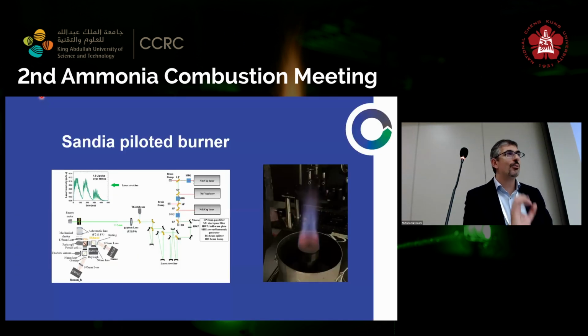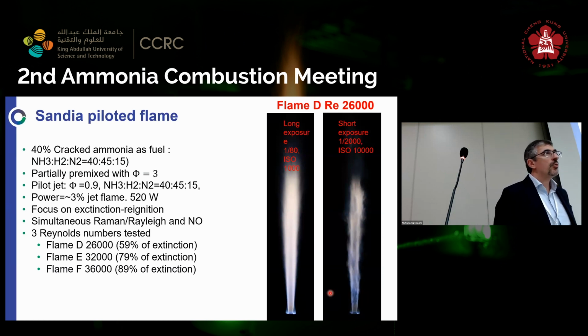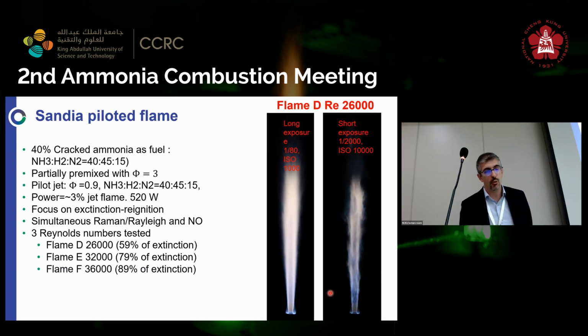Now I'm just going to close with a preview of another data set that we're working on. This is the Sandia piloted burner. Oh, sorry, I have the wrong picture. This is the flame. In this case we consider only 40% cracking, so high hydrogen content, about 40%, 45%, even higher than ammonia. This test case was specifically designed to look into the extinction region because I want to understand more what's happening as you go to high extinction.